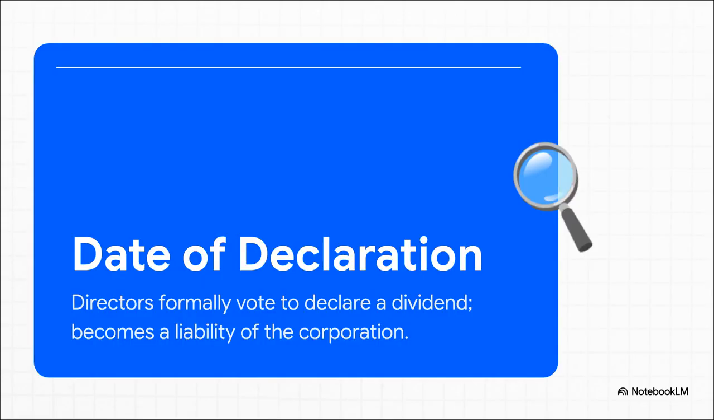Okay, so the whole sequence kicks off with the date of declaration. This is the exact day the corporate board of directors meets up and formally votes to declare a dividend. Now, the absolutely crucial point here is the accounting impact. The very moment this vote happens, there are no backsies. The dividend officially becomes a legal liability for the corporation. Tech Corp is now legally on the hook to pay this money out of its retained earnings.